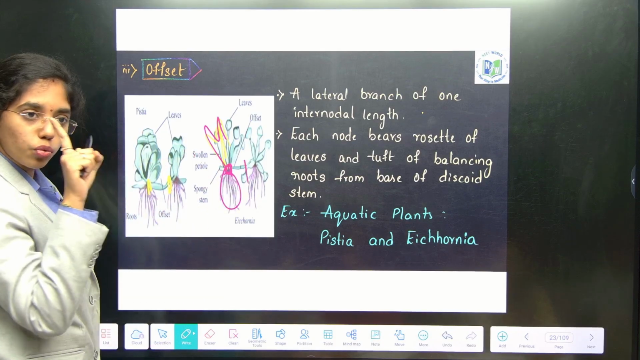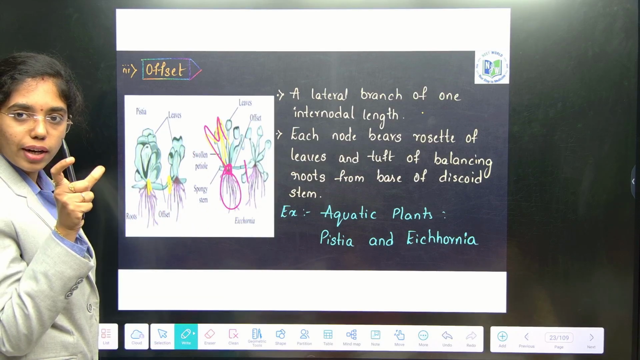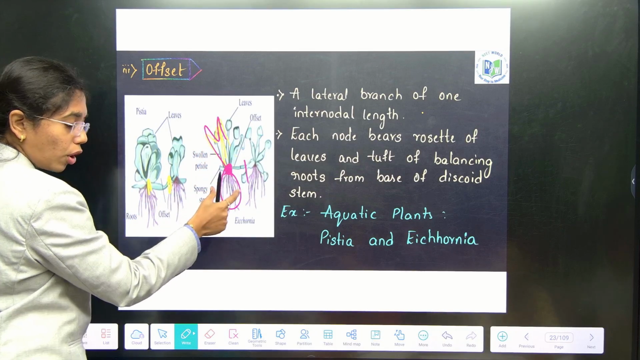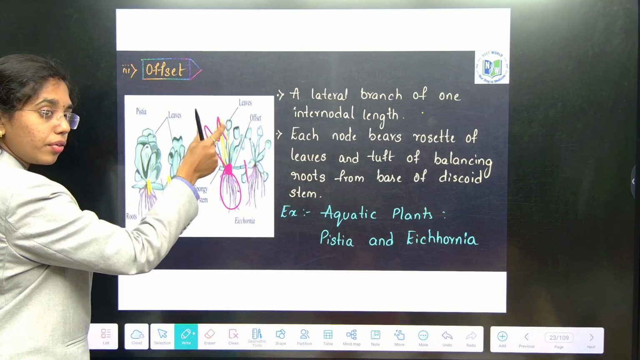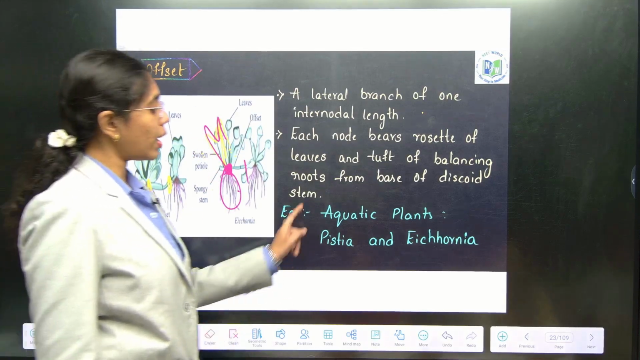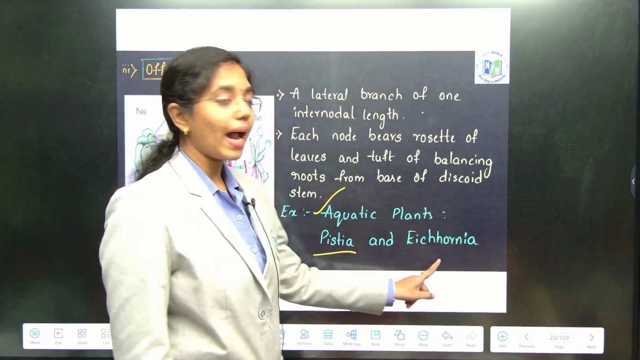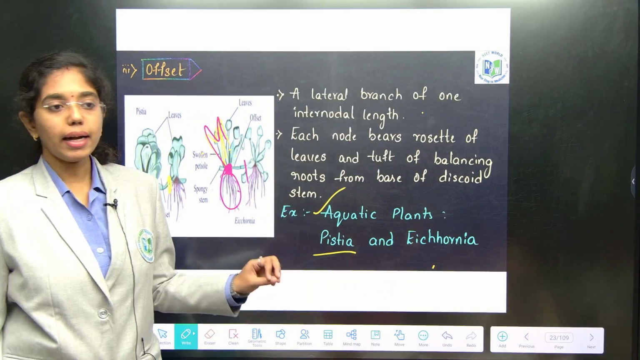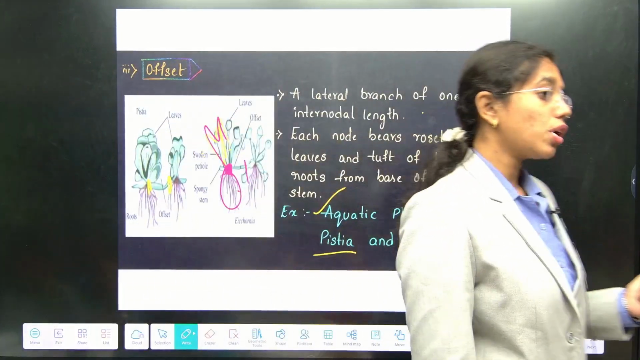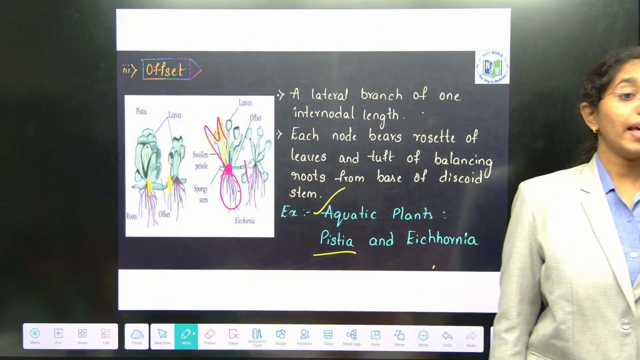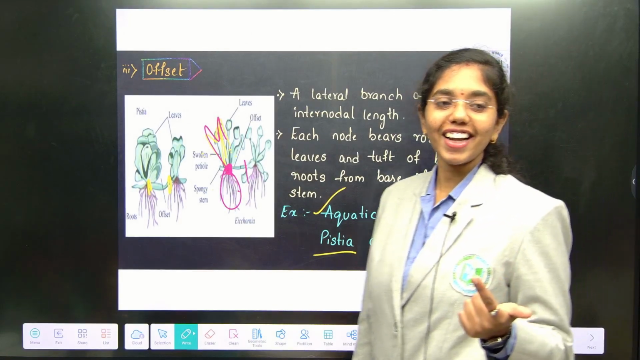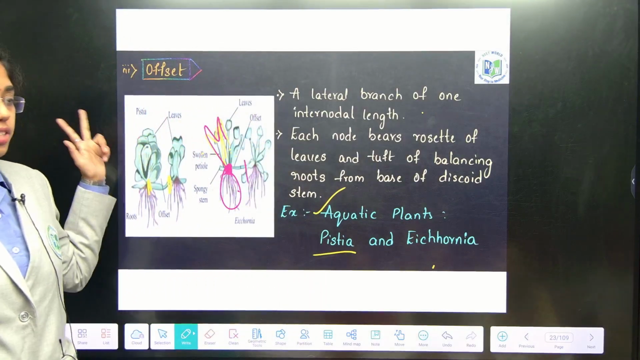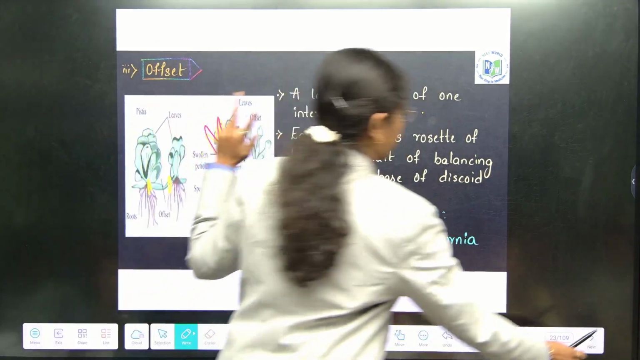Internodal length is just one short internodal length, and at each nodal region what do you see? A tuft of roots and a rosette of leaves. Examples include aquatic plants like Pistia and Eichhornia. Tell me the examples of stolon. Nerium and jasmine. Of runner, oxalis and grasses. Of offset, Pistia and Eichhornia.